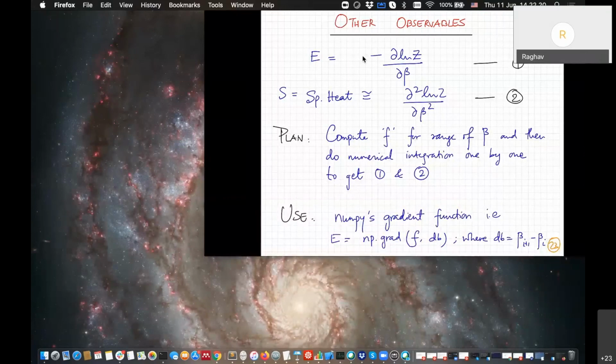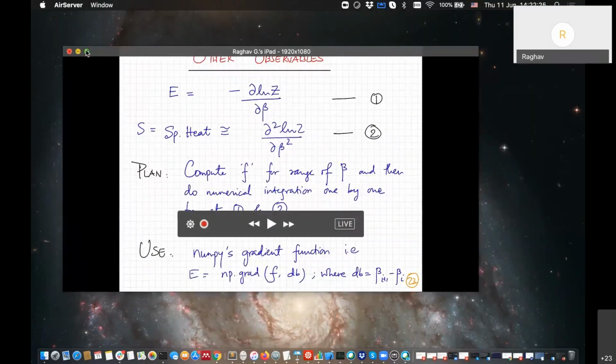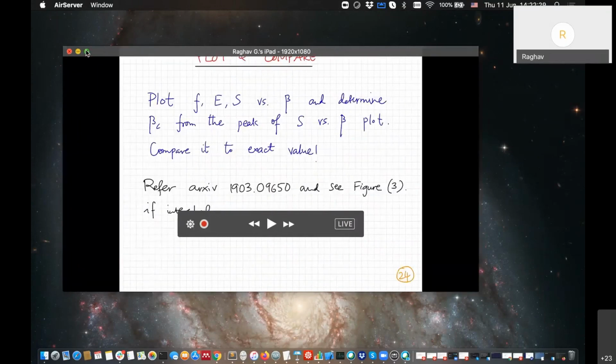So we have computed all these things and we have checked that we reproduce the exact result. You can refer to this paper on arXiv and you will see that it reproduces the same plots as we just made. You refer to this arXiv paper and see figure 3 if you're interested.